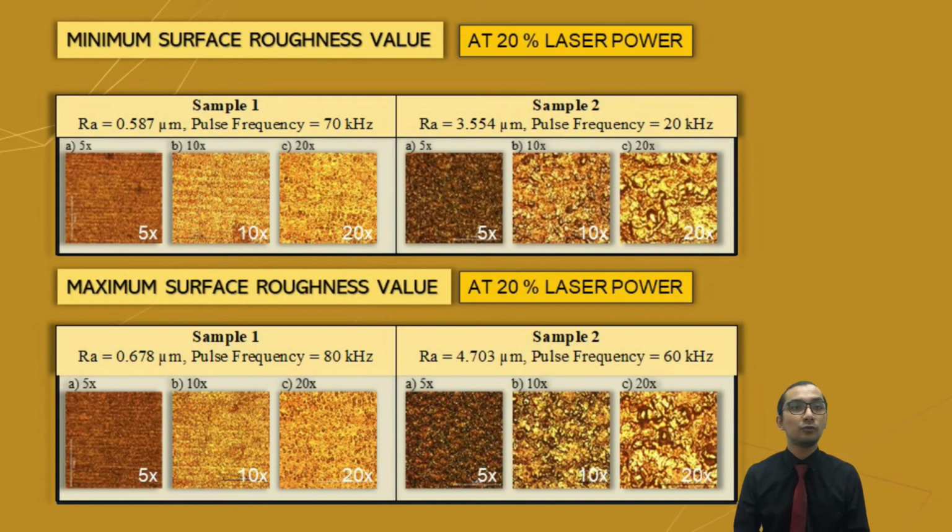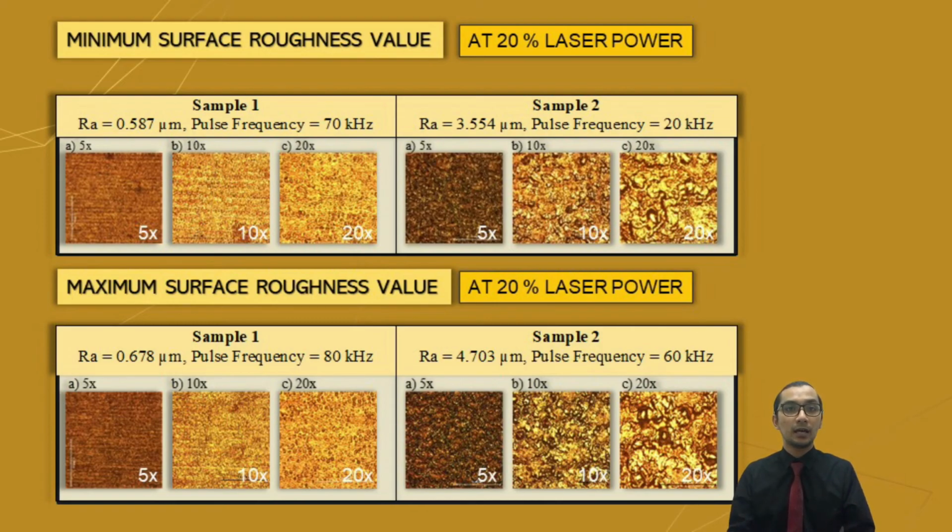Next, move on to the microscopic image. Here is the microscopic image for the 20% laser power category, where I put the minimum and maximum surface roughness values and illustrate the microscopic image. The microscopic image is taken with 3 types of magnification, which are 5 times, 10 times, and 20 times. So there are 3 data for each sample.